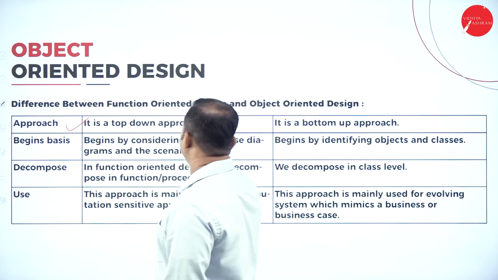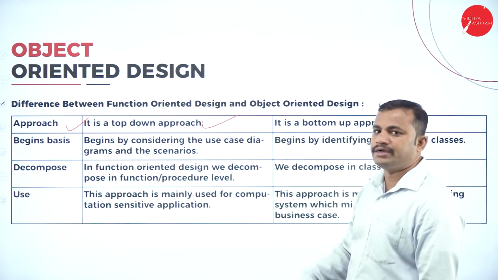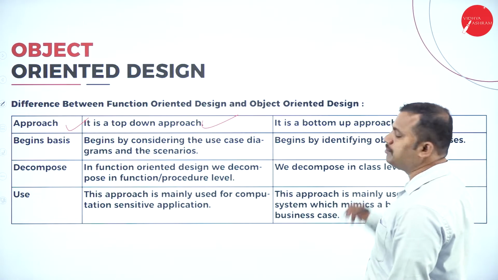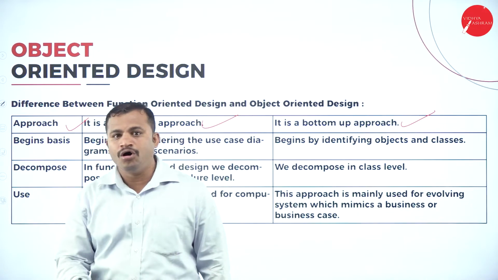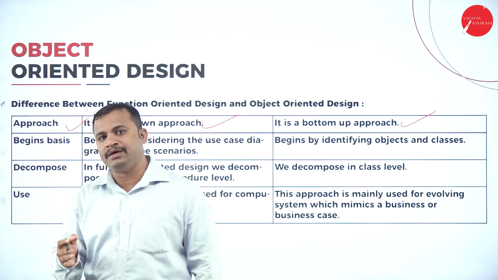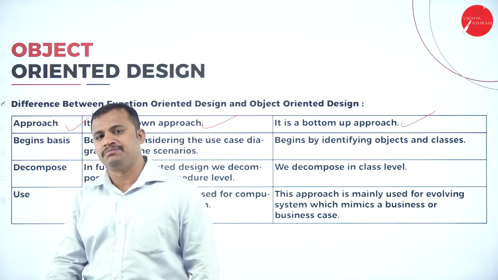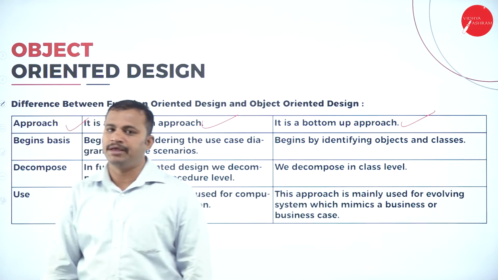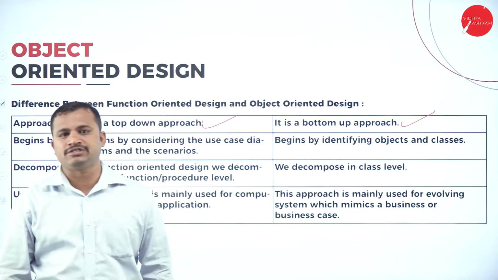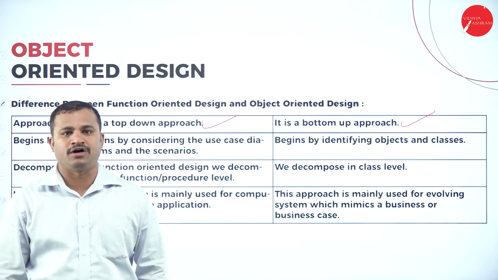Function-oriented design uses a top-down approach, whereas object-oriented design uses a bottom-up approach, where the main function is written at the bottom. That means all the function prototypes are written at the beginning, and then the function definitions, with the main function written at the bottom, and the execution always begins from the main function. So the main function is responsible for invoking all other functions.